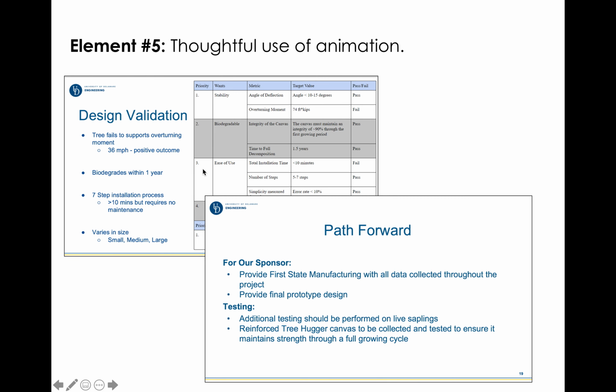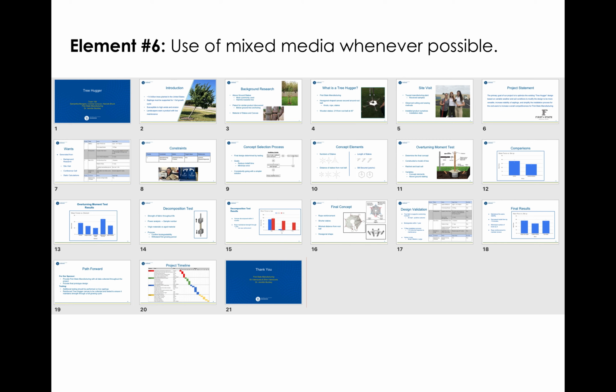The other was design validation. They really could have highlighted, this is a complicated table here, your design validation table. They probably could have had highlighting text boxes or something like that come up that actually point to something rather than having a lot of text over here. So there are a couple instances where it probably would have been beneficial to have some animation that they didn't have. All right, element number 6, use of mixed media.